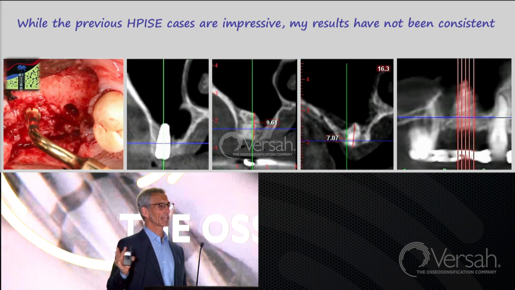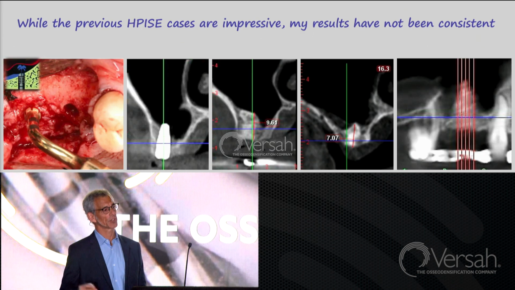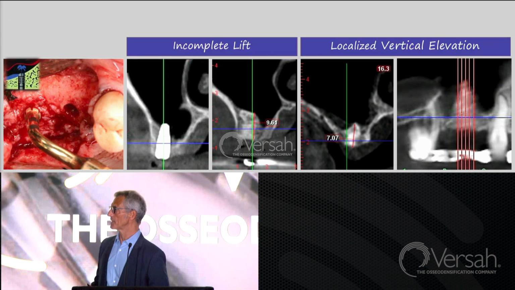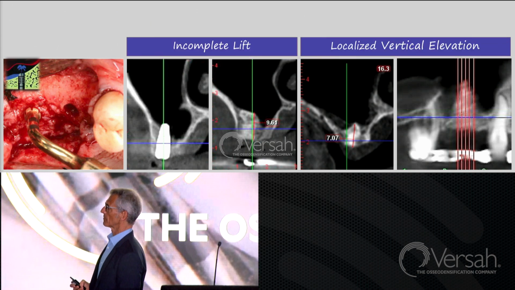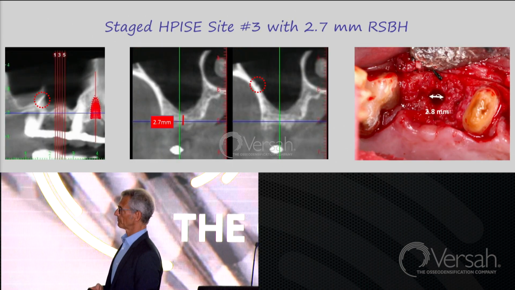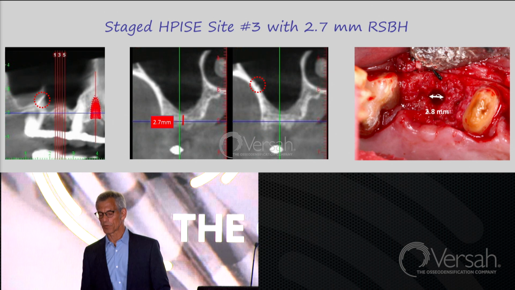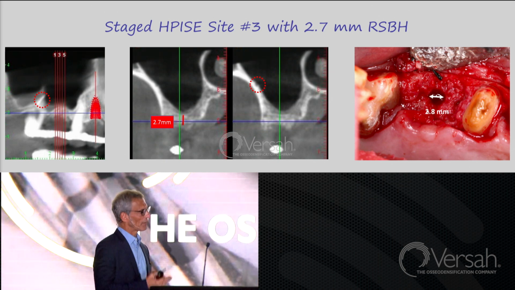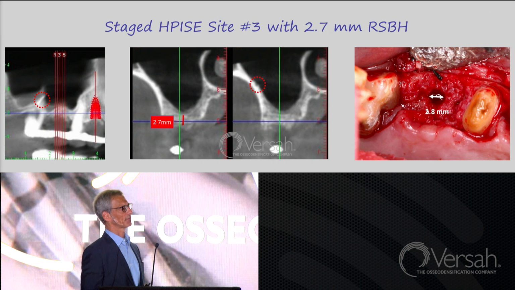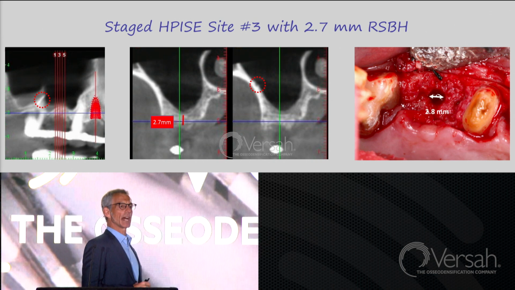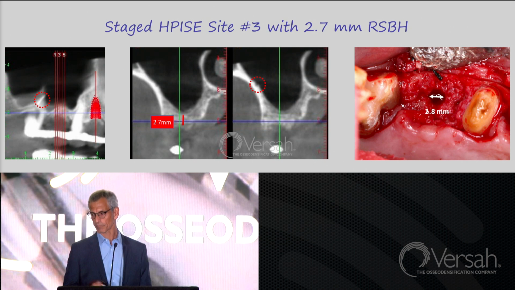Now, while these previous cases are impressive, my results, again, are not consistent. I have gotten incomplete lifts, localized vertical lifts. Let me show you an example. A single-tooth site, I've got a thick lateral wall. I've got a depression in my sinus floor. I've got a vessel in my lateral wall. Any way I can avoid a lateral window.